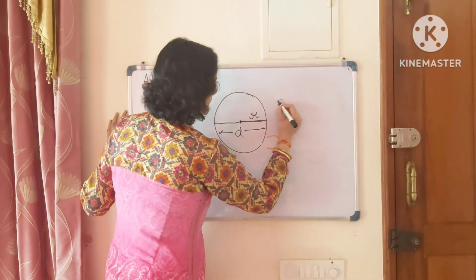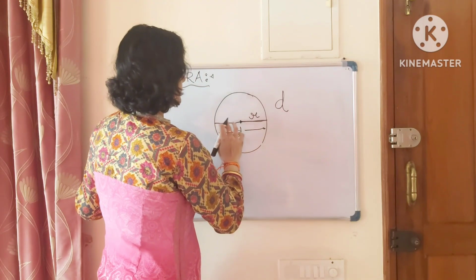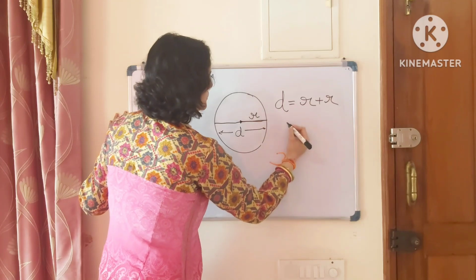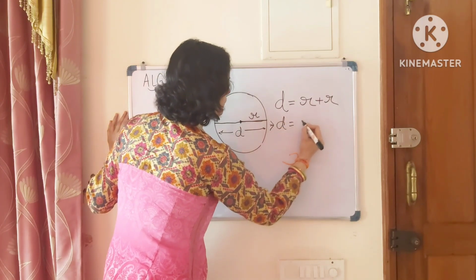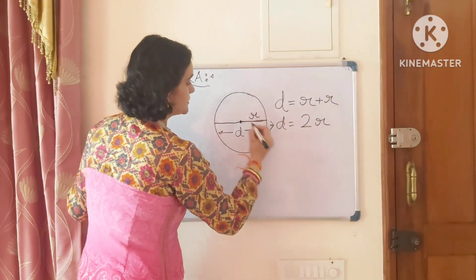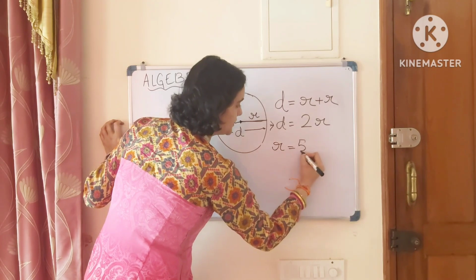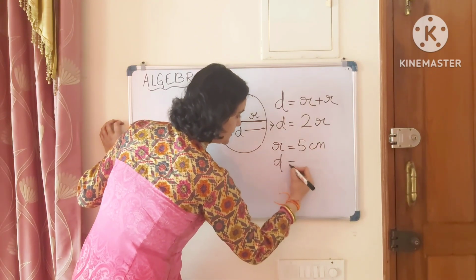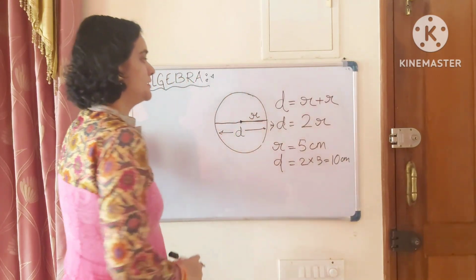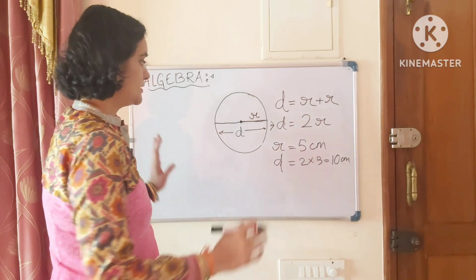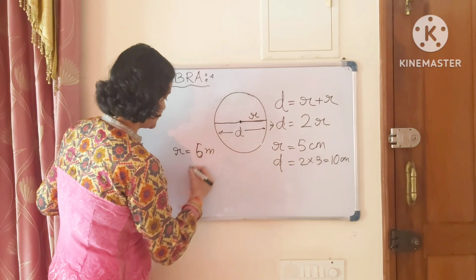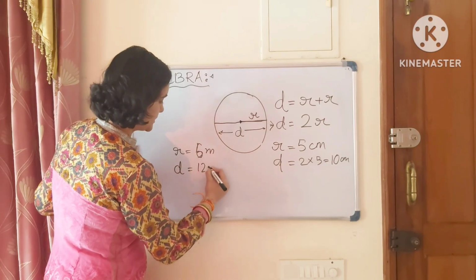So diameter d is r plus r, right? Radius plus radius. We know this. So we write diameter d is equal to 2r, right? Meaning if radius is 5 centimeter, then diameter will be 2 into 5, 10 centimeter. Any unit of measurement we take, say r is 6 meters, then diameter will become 12 meters.